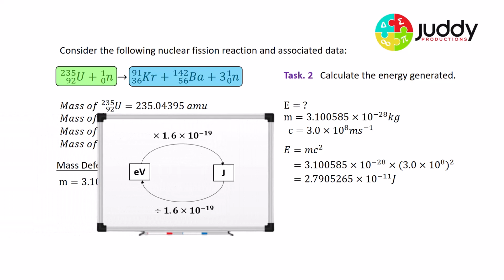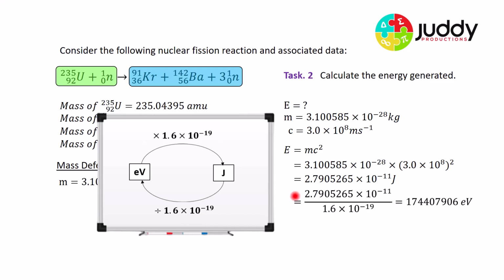Now we were asked to calculate the energy generated from the mass defect in mega electron volts. So first of all, let's convert our energy in joules to electron volts. Now electron volts are a very small unit of energy. So to go from joules across to electron volts, we have to divide the number of joules by 1.6 by 10 to the negative 19. So let's do that first.